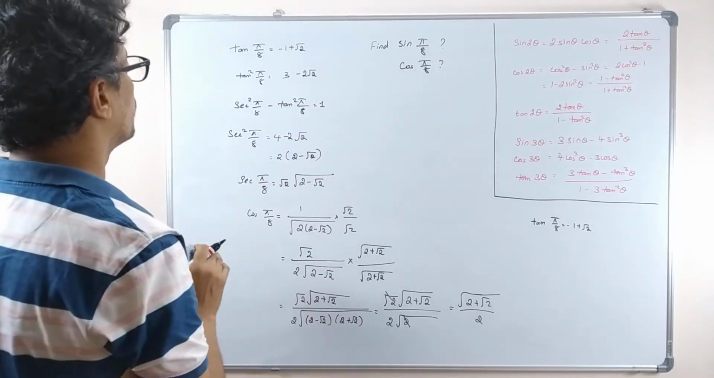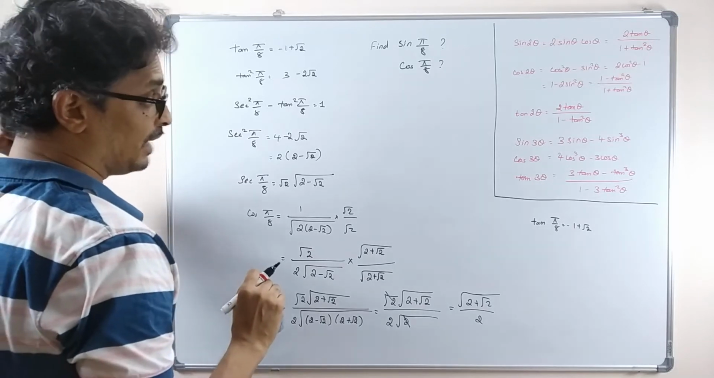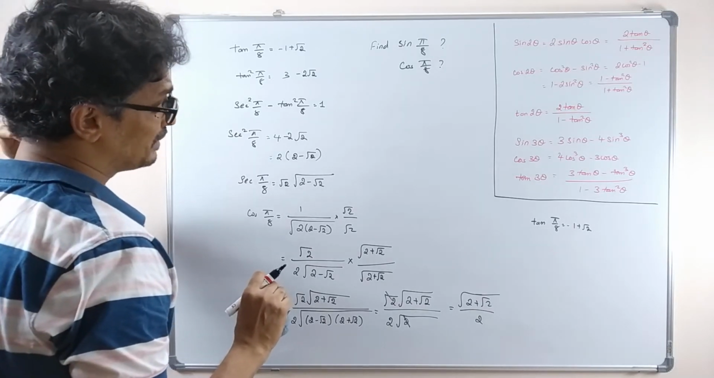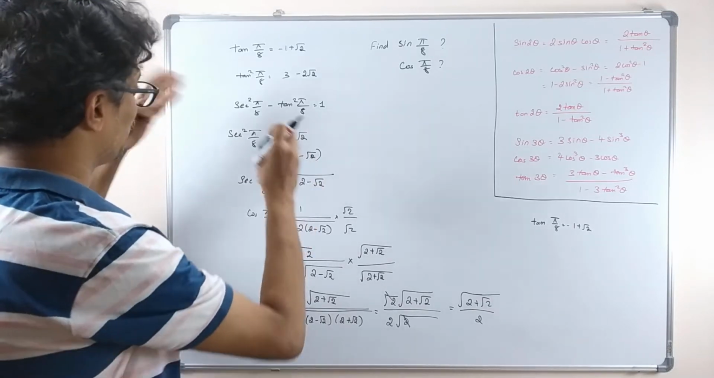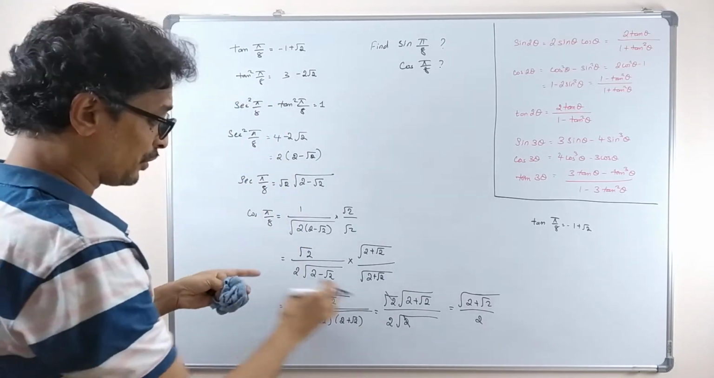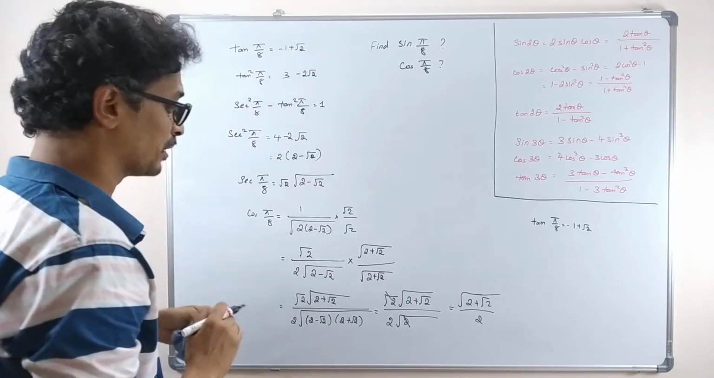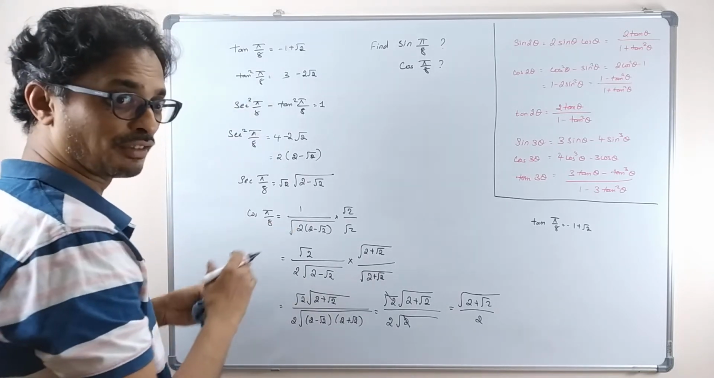If you want to find out sin pi by 8, tell me what it will be. Is it the easier way? You can use this cosec formula also. You can do it out. Then you can take the same result. Otherwise, if you know tan pi by 8 and cos pi by 8, then you can easily find out sin pi by 8.